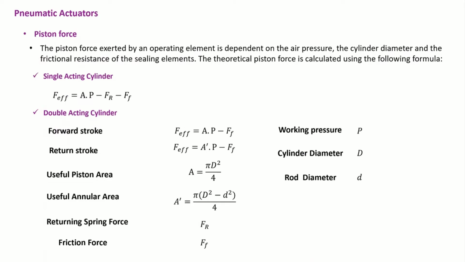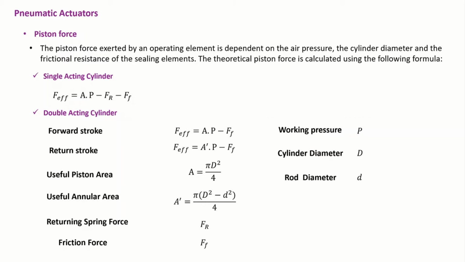Okay, so for single acting cylinder, because one side is going to be the spring force, right? The other side is going to be the force that we apply based on the pressure, and also we have the friction force. So the effective force is going to be the pressure times the area, minus the returning spring force, minus the friction force that we have.